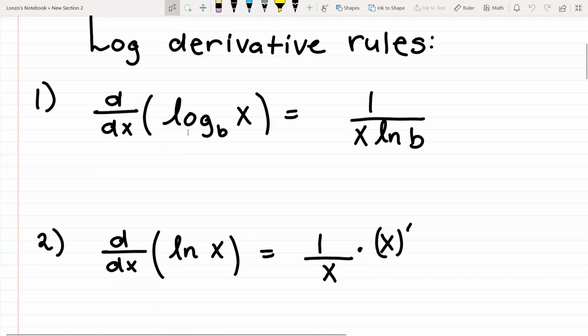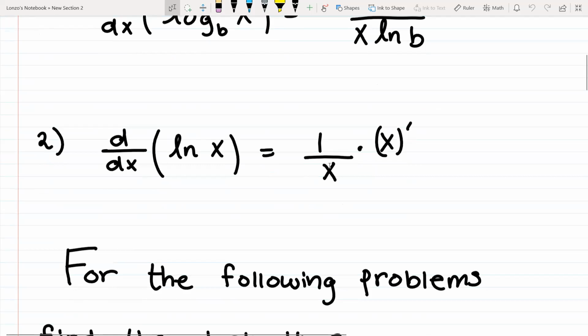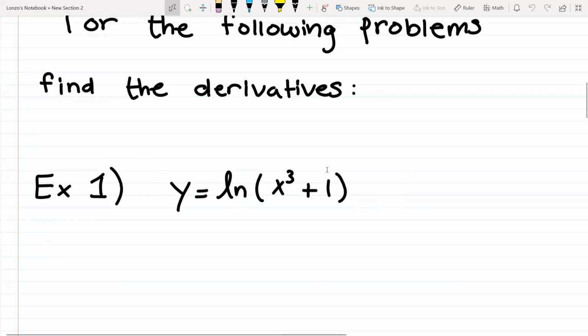The derivative of log base b of x is equal to 1 over x times ln b, and then the derivative of ln of x would be 1 over x times the derivative of x, x prime. So it's like the chain rule. So let's do some examples. For the following problems, find the derivatives. Let's start with example 1.